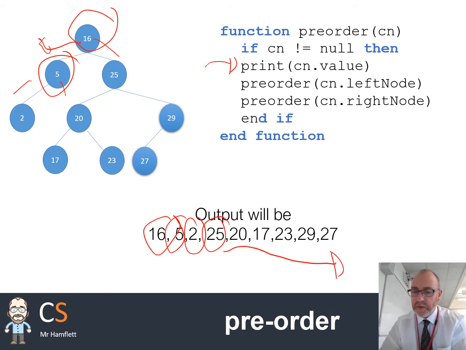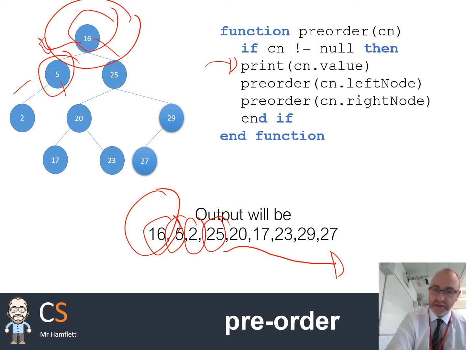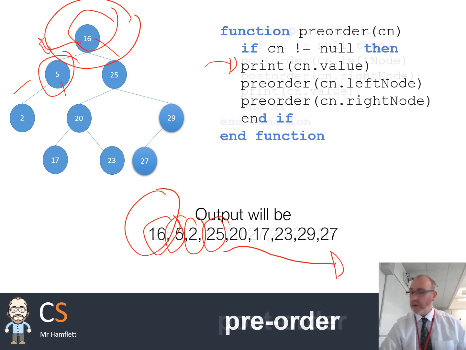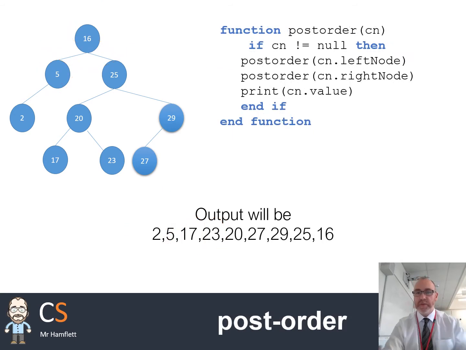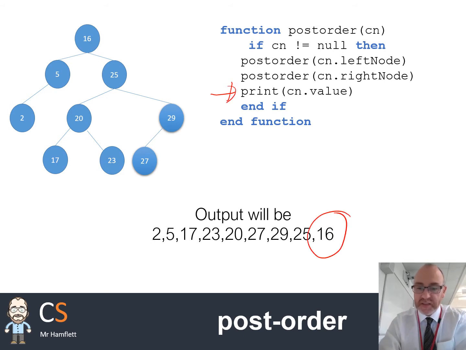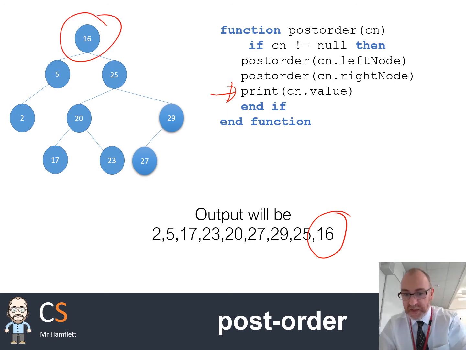And the key thing to remember, pre-order, pre meaning at the start. Okay, so we do something at the start. So we always get the root at the start here. Post-order, exactly the same. This time the print is at the end of the function. So we go left, then right, then we print. Okay, the root, as you can see, is at the end because that's what will always happen with post-order, it happens at the end, the last thing it does.